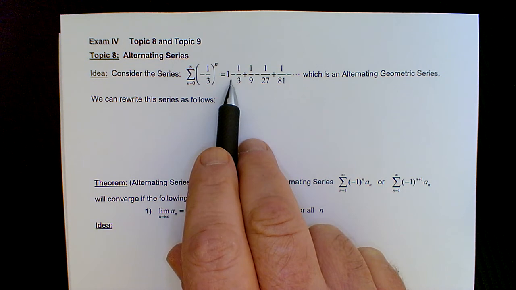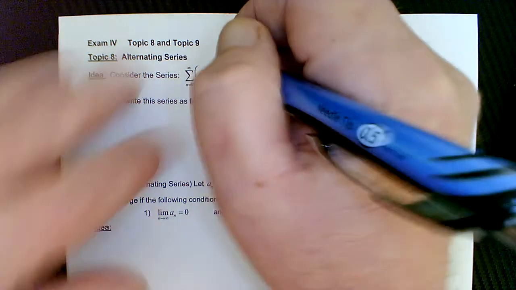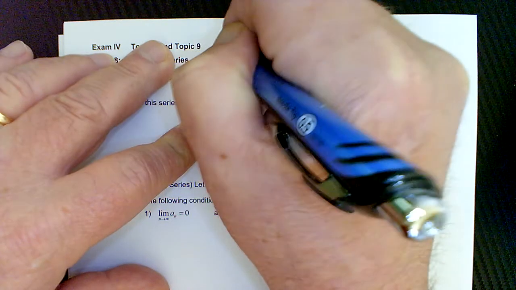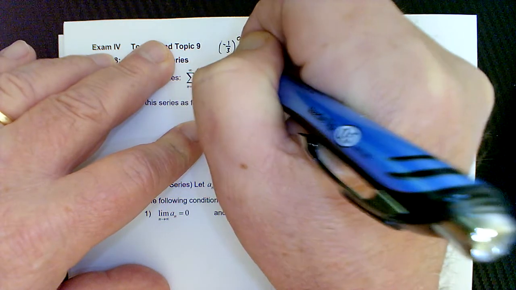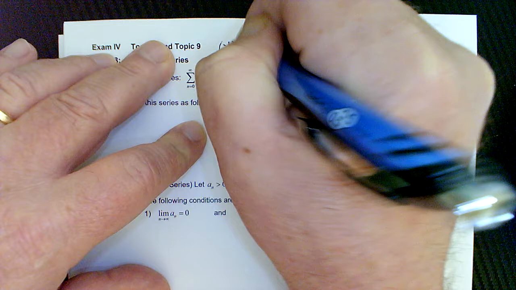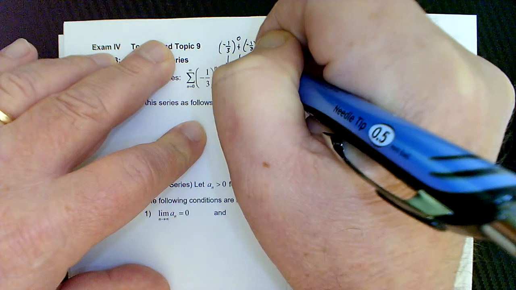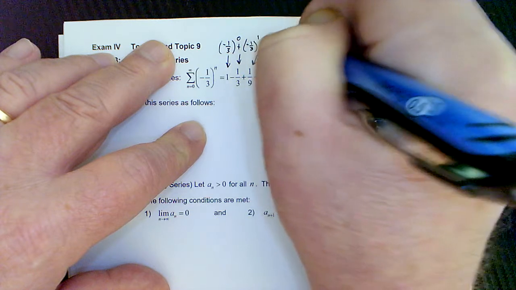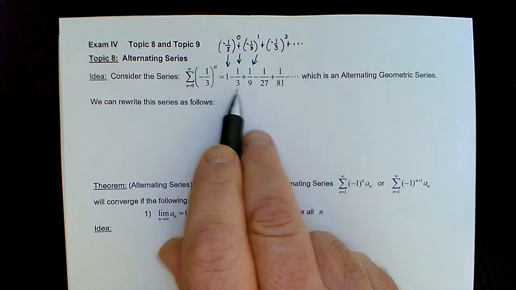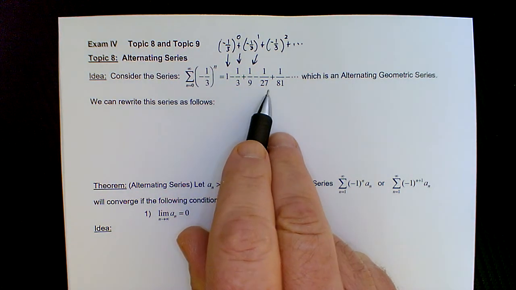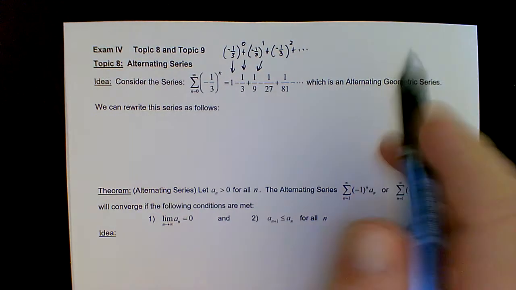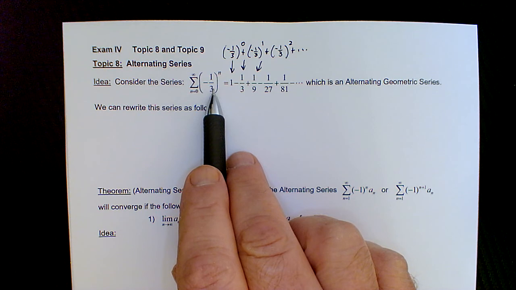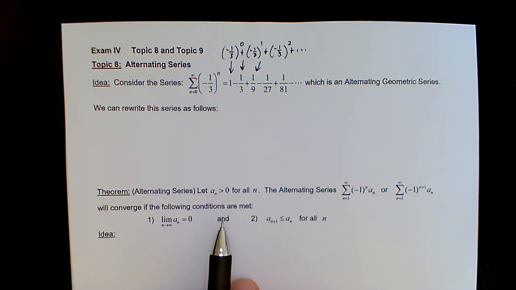So here we wrote out the terms of this series. I didn't show it explicitly, but the first term of course is negative 1/3 to the 0. Then we have negative 1/3 to the first, plus negative 1/3 squared, and so on. So I just took liberty to write them out. We've got 1 minus 1/3 plus 1/9, etc. And it is a geometric series. The value of r is negative 1/3, so we can determine its convergence or divergence easily.